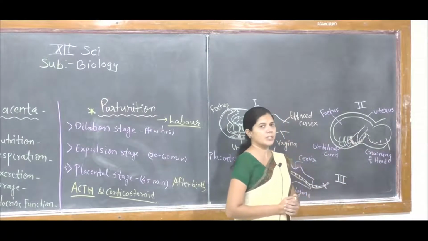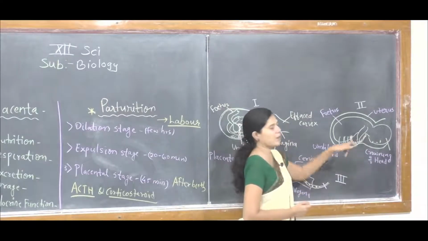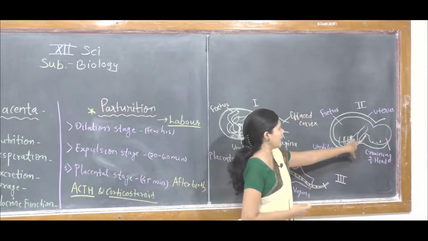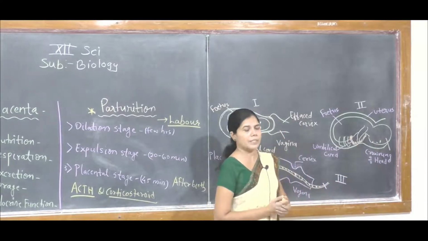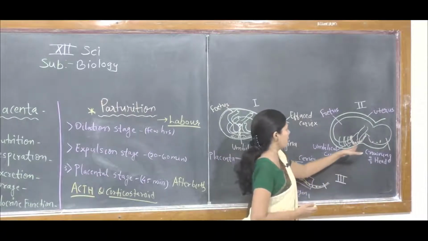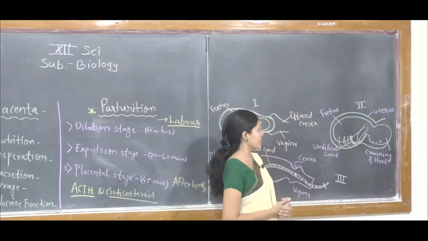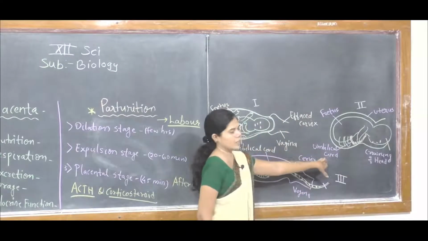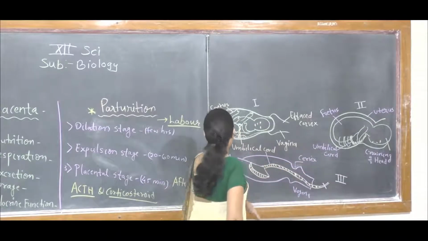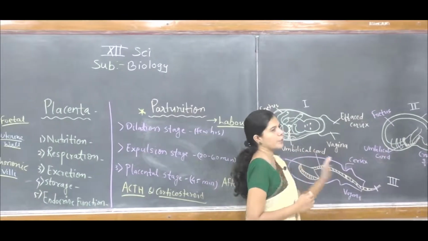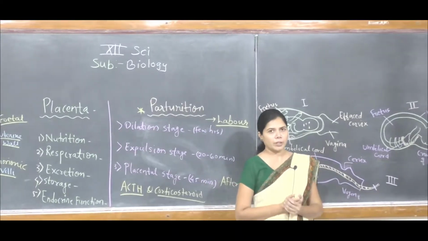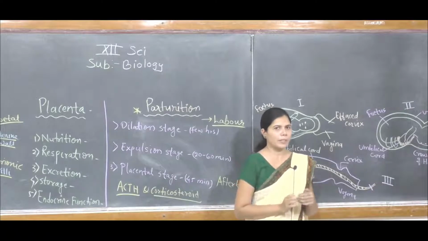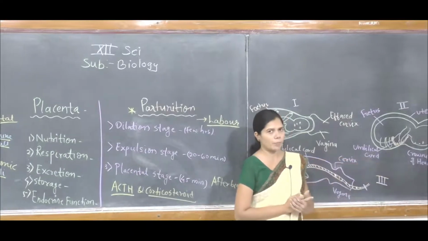After the expulsion stage, the umbilical cord is tied and cut from the baby, at the point of the navel, means at the baby's navel, the umbilical cord is tied and cut off. This is the expulsion phase, and it is carried out in 20 to 60 minutes, means the expulsion of the baby from the uterus takes 20 to 60 minutes.